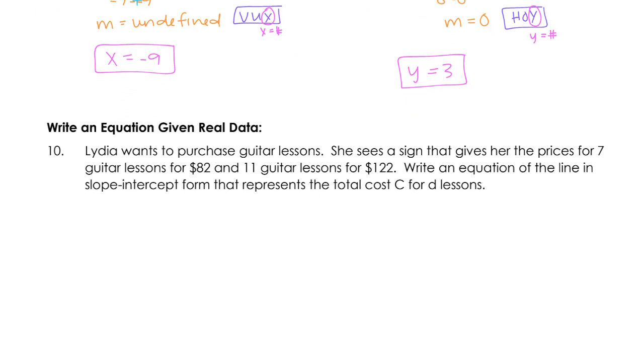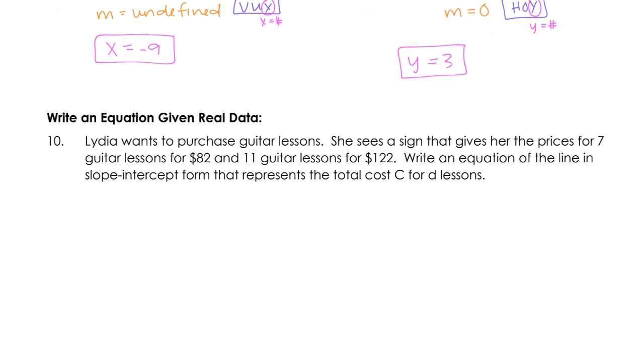Looking at number 10, we have a word problem. Lydia wants to purchase guitar lessons. She sees a sign that gives her prices for 7 guitar lessons for $82. So that's our first ordered pair. And then 11 guitar lessons for 122 would be 11, 122. And then it says write an equation of the line in slope-intercept form. So we know our end goal is y equals mx plus b. However, we don't know our slope, so that's going to again be our first step here.